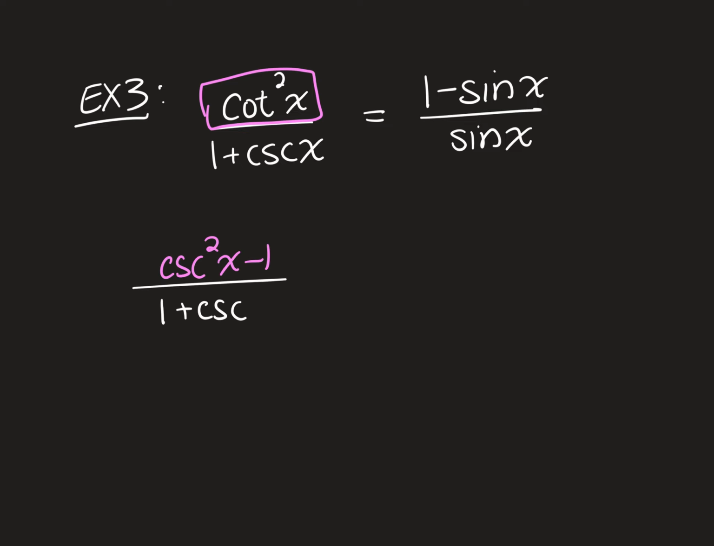So something times itself has to give me cosecant squared. Well, it's got to be cosecant. Something times itself has to give me 1, so that's got to be 1. And then because I'm factoring a difference of squares, I know that one of them is going to be plus 1 and one of them is going to be minus 1.